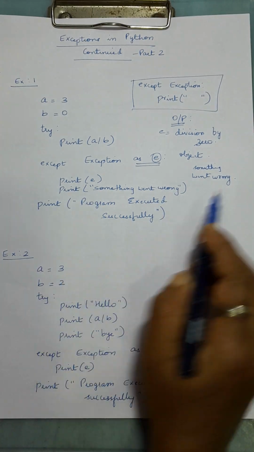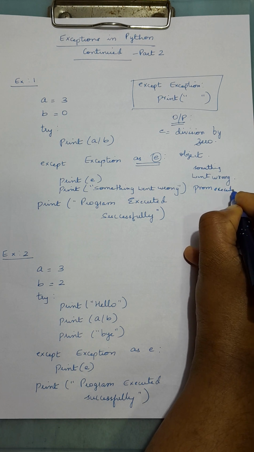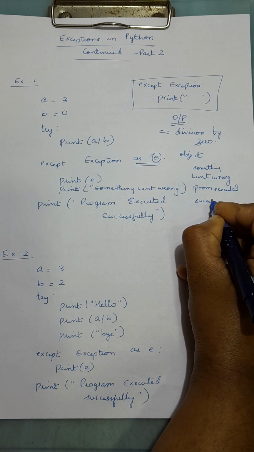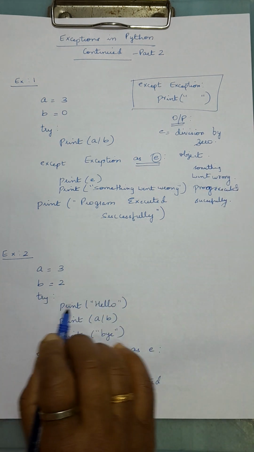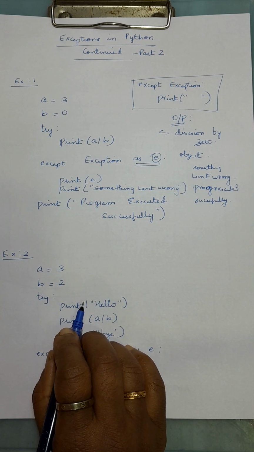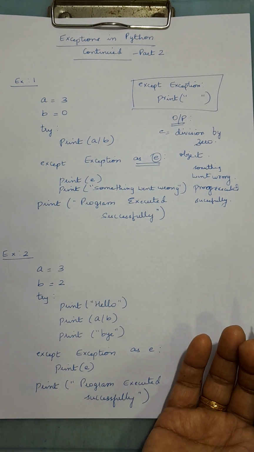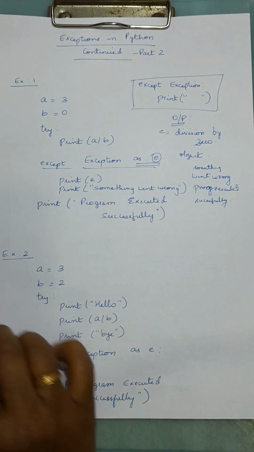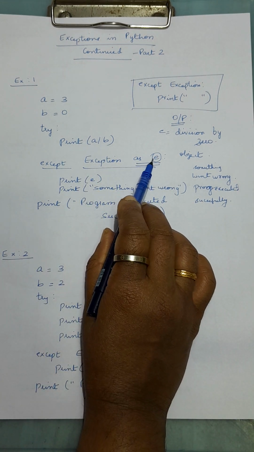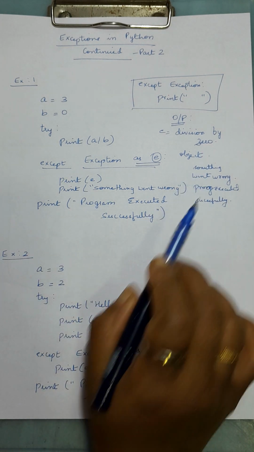Okay, and then finally it will print program executed successfully. Fine. So this will be the output. So if you don't know what type of error has occurred, you can simply write except Exception as E. Now this E will capture what the error is, and it will display the error automatically.